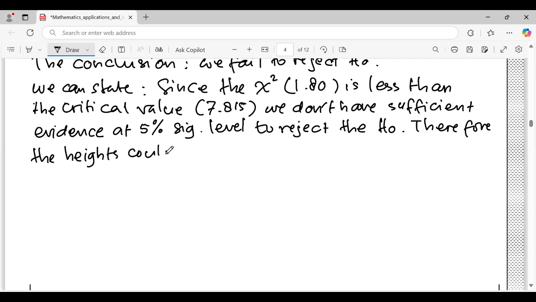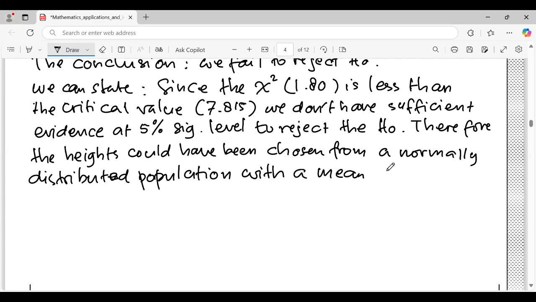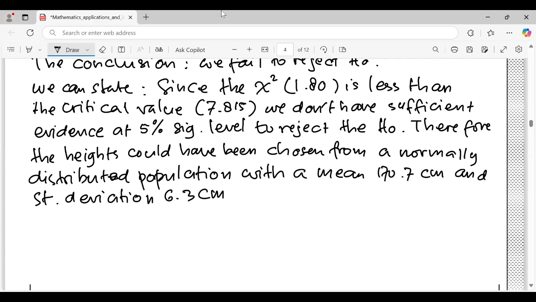the high school has been chosen from a normally distributed population with a mean 170.7 centimeters and standard deviation 6.3 centimeters. That is the conclusion.